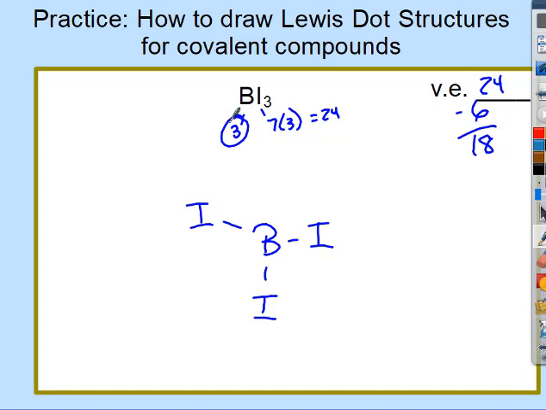Any other element besides boron or beryllium, you would have to make sure that it has 8. So pay good attention to that central atom. But each of my iodine only needs 6. 6 times 3 is 18, so I have the perfect amount to satisfy all my iodine.